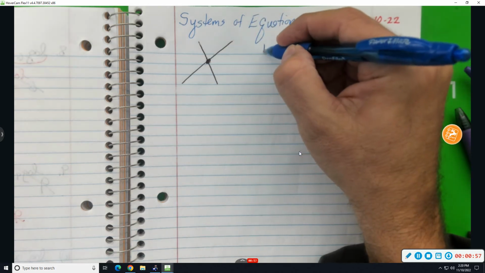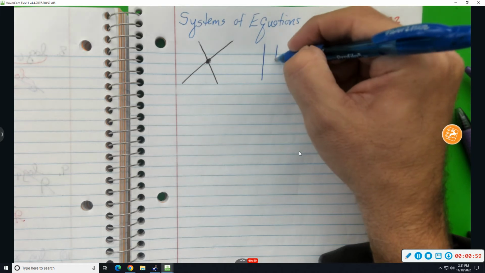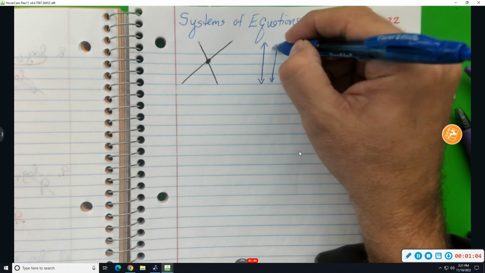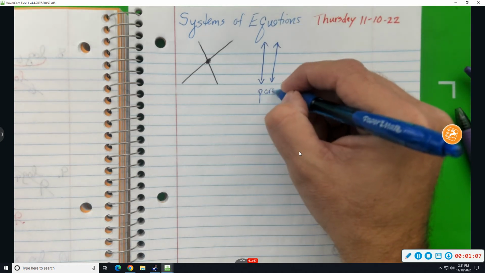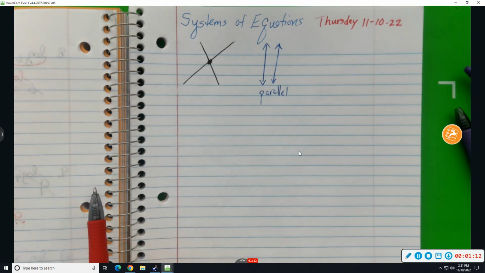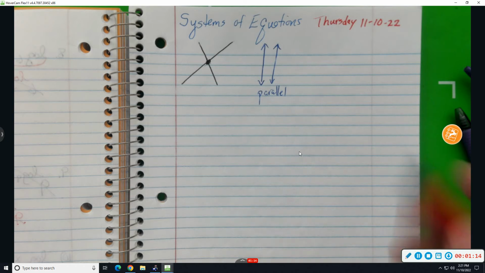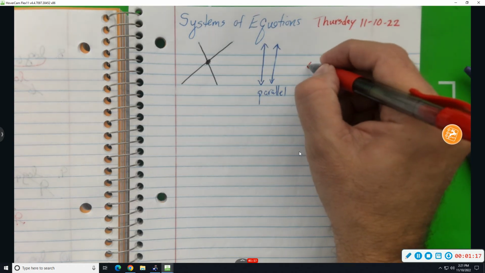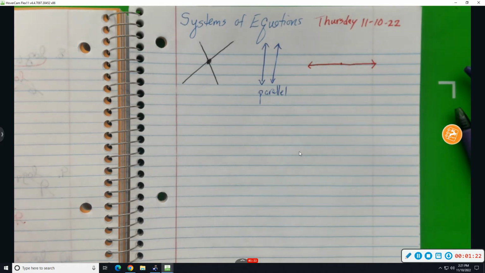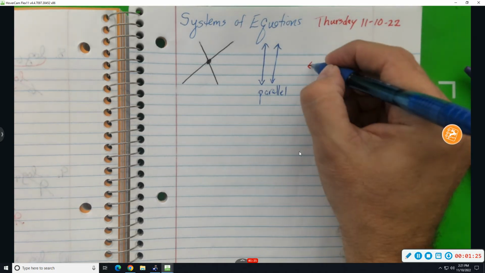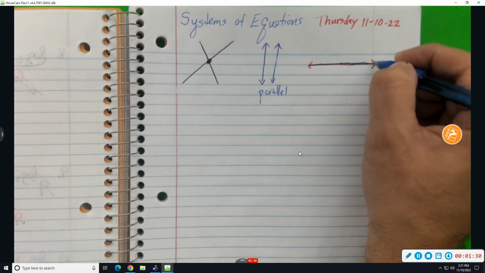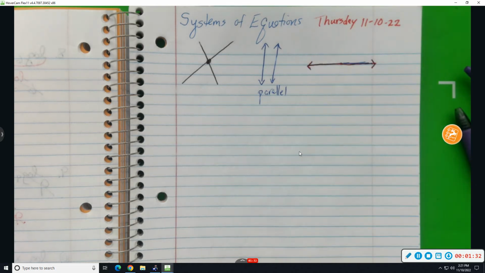What do you call lines that never intersect? It starts with a P. Parallel. Okay, so parallel lines will never intersect. And then there's one other case that you might not even consider a case. If I drew a red line and a blue line, and the blue line is right on top of the red line, then how many points is it intersecting? Infinitely many points.